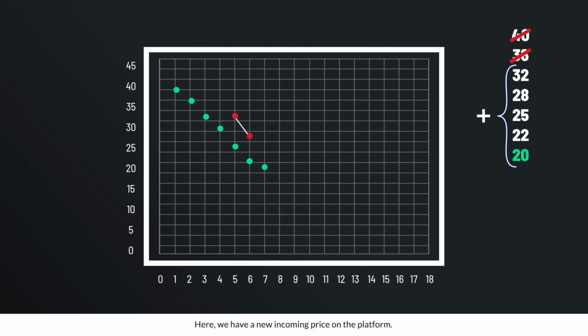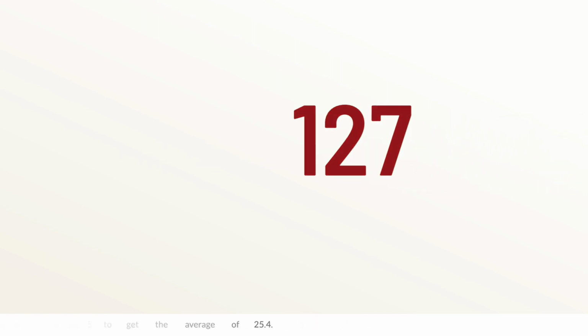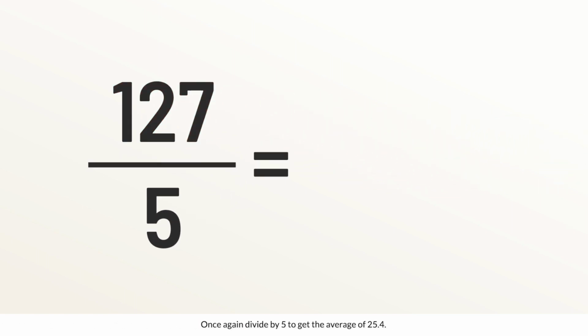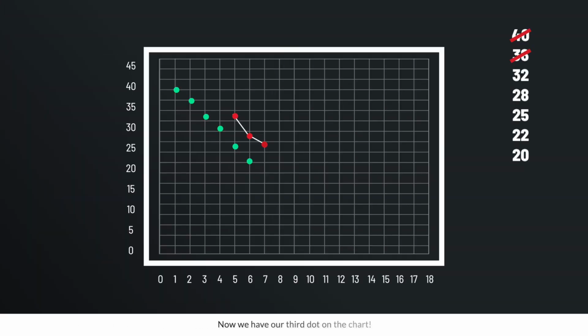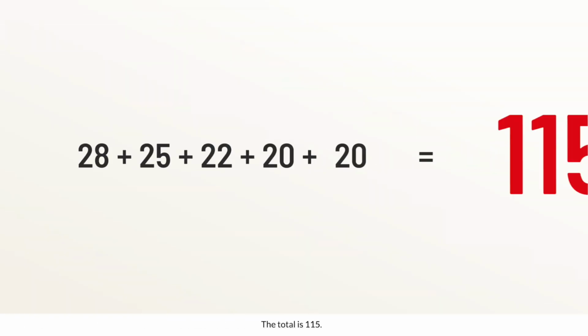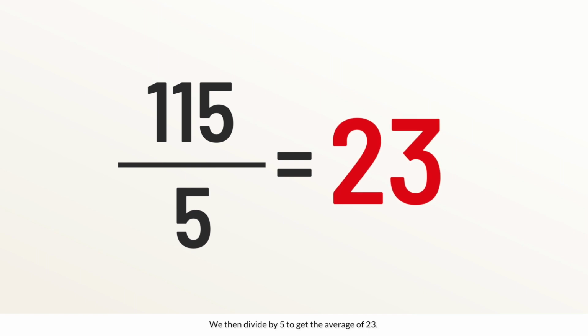Here, we have a new incoming price on the platform. The total of the last 5 prices is then 127. Once again, divide by 5 to get the average of 25.4. Now we have our third dot on the chart. We repeat this process for the next 5 prices. The total is 115. We then divide by 5 to get the average of 23.